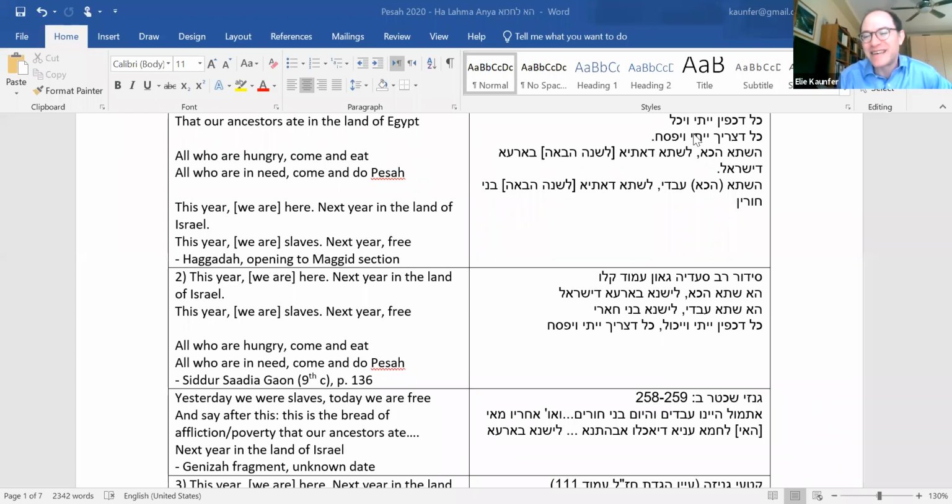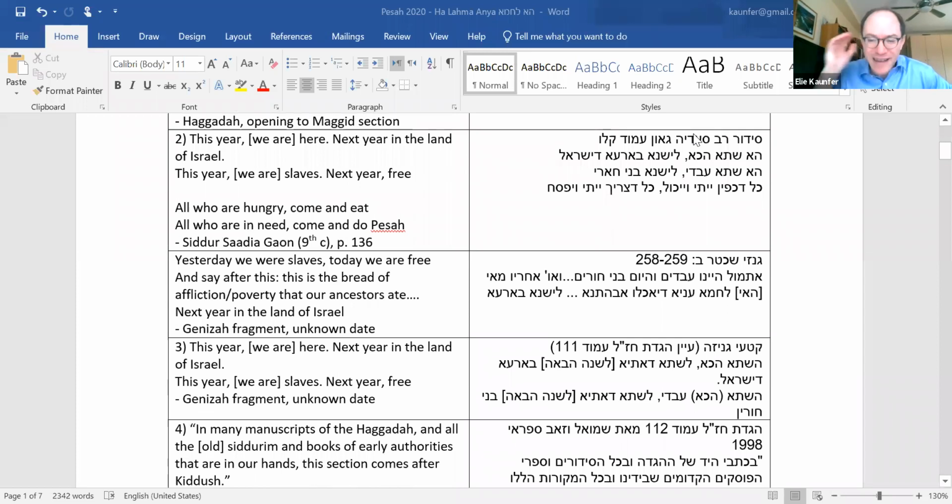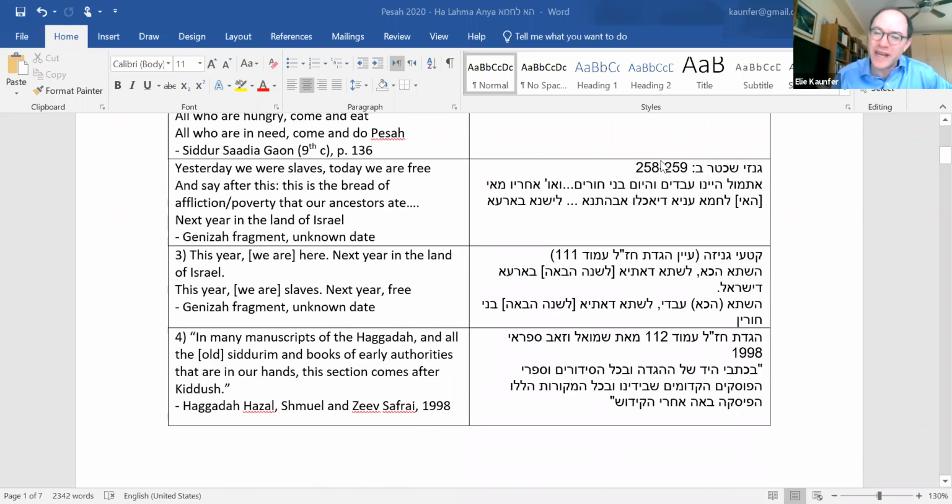The version we have in Siddur Saadia Gaon just lets you know that these sentences could be ordered in different ways. And we have other versions that I brought you here that put them in different ways.